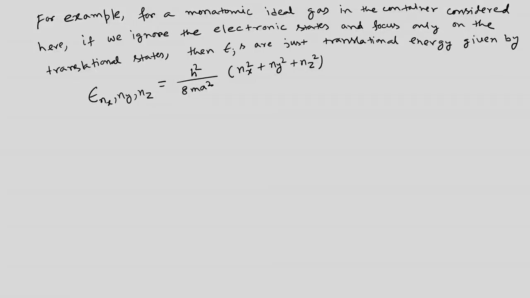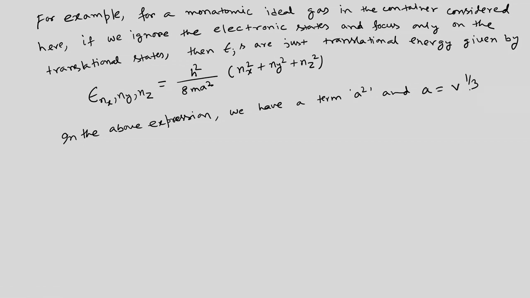Now, how does the V dependency come? We discussed how the N dependency of Ej comes. Now the V dependency. If we see this expression here, there is one term a to the 2 in the denominator, right? And we know a is nothing but V to the 1/3, since we consider a cubic box. So it depicts the volume dependency, the V dependency.